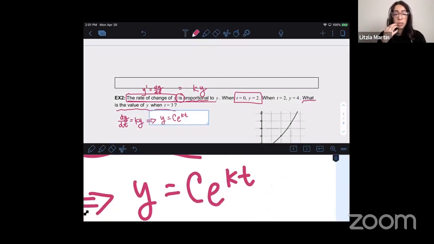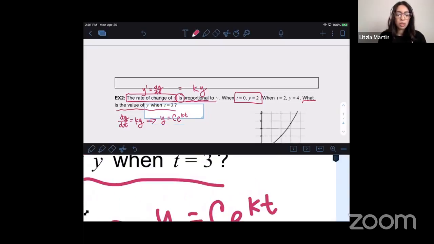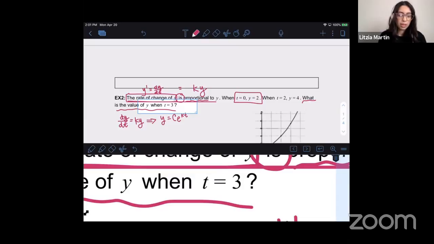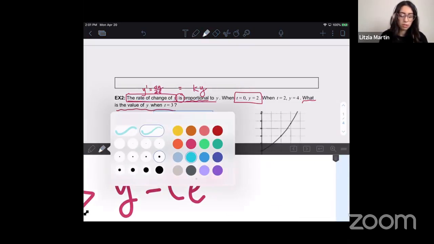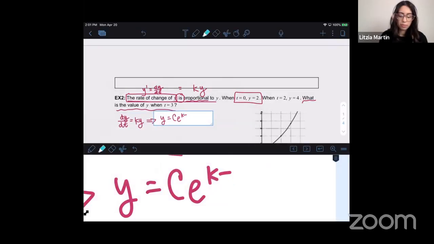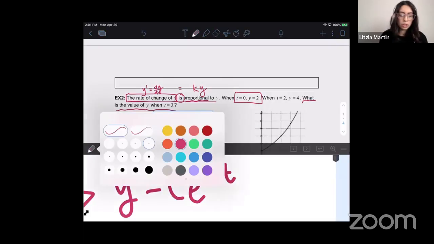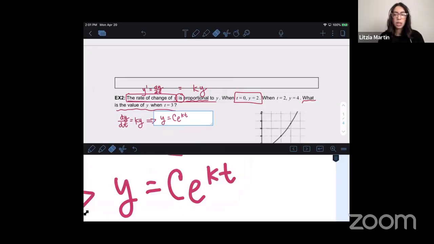One step closer, because remember, we're trying to solve for y when t is equal to 3. So really all I need to do is plug in 3 for t. But the problem is I can't solve for y just yet because I still don't know what c and k are. So that's my next challenge that I need to overcome here.